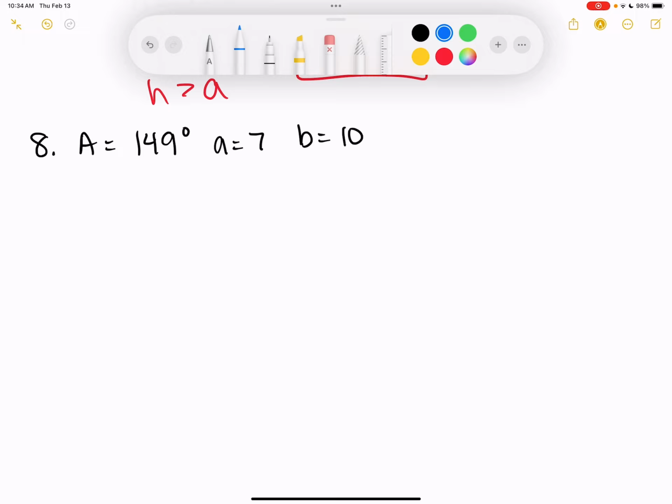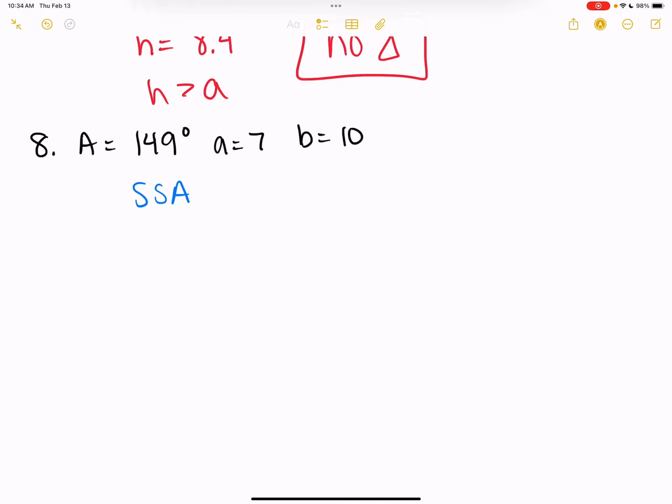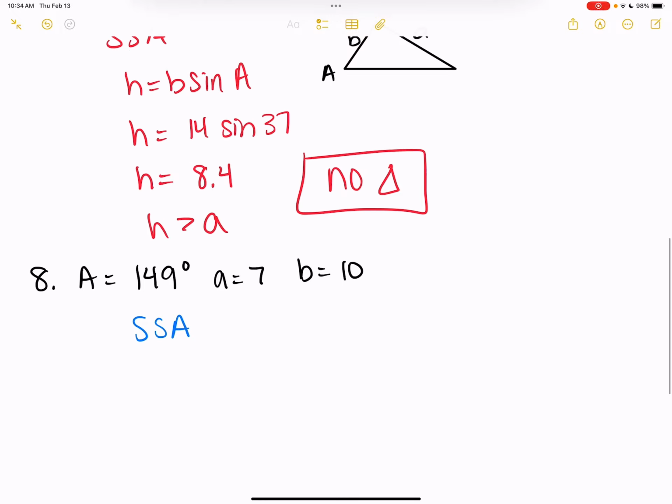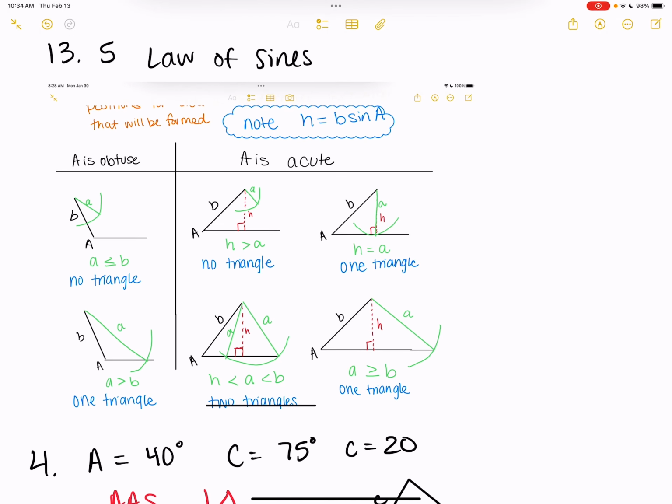All right, what situation do I have here? Side angle. Now, is my angle acute or obtuse? Obtuse, after you know that it's side angle. That should always be the first thing that we look at. It's obtuse. Okay, so then I'm looking at A compared to B. When it's obtuse, if A is less than or equal to B, we have no triangle. If A is greater than B, we have 1 triangle.